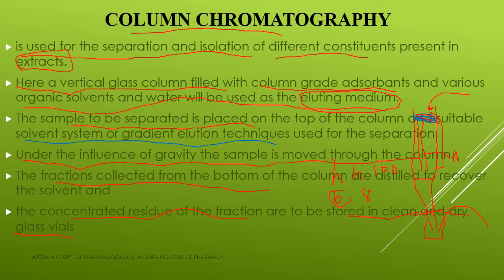Clear? So this is how the separation happens in column chromatography, and this is how we can collect the separated fractions of the compound. The concentrated residue of the fraction is to be stored in clean and dry glass vials. Then it should be monitored by TLC studies. Why do we have to do TLC? We have to know whether separation has taken place or not. For that purpose, thin layer chromatography should be performed on every isolated fraction. And if a single spot is obtained in the thin layer chromatography, then you can confirm that the given sample is pure. Otherwise it is impure.